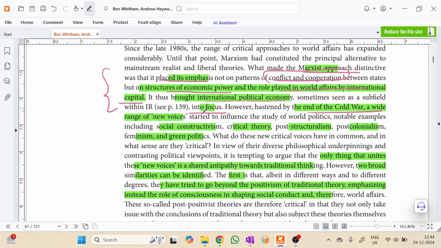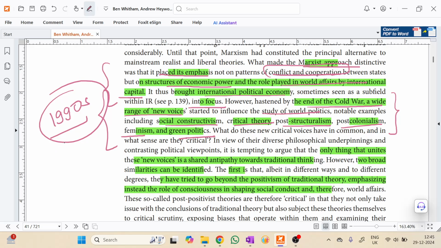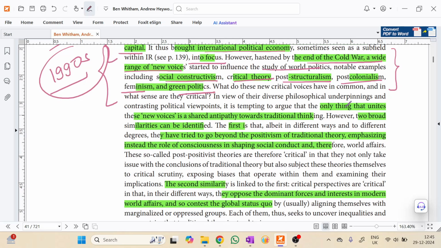However, by the Cold War, a wide range of new voices started to influence the study of world politics, including social constructivism, critical theory, post-structuralism, post-colonialism, feminism, and green politics. So along with the realist, liberalist, and Marxist, by the end of the Cold War, by the end of the 1990s, all such new schools of thought came into the picture. The only thing that unites all these new voices is sheer antipathy towards traditional thinking.